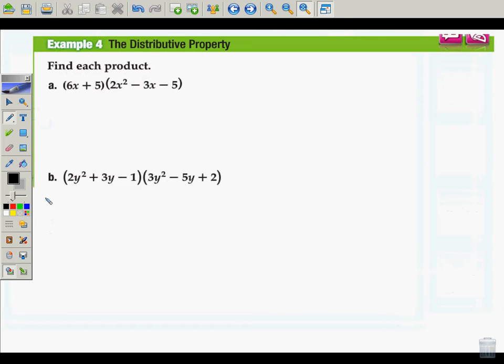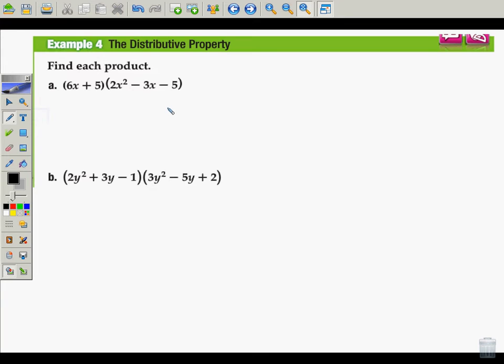So far in this lesson we've been talking about a binomial times a binomial, but if you notice these two examples, I don't have a binomial times a binomial anymore. Now I have a binomial times a trinomial in part A, and I've got a trinomial times a trinomial in part B of example 4.